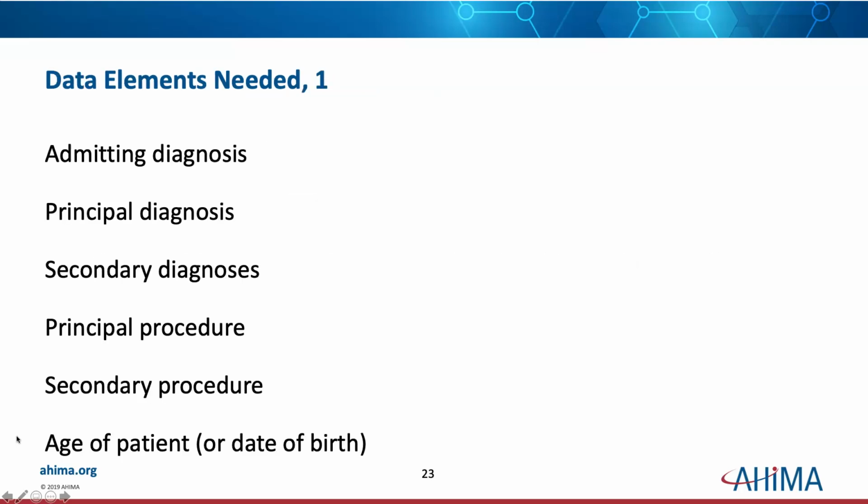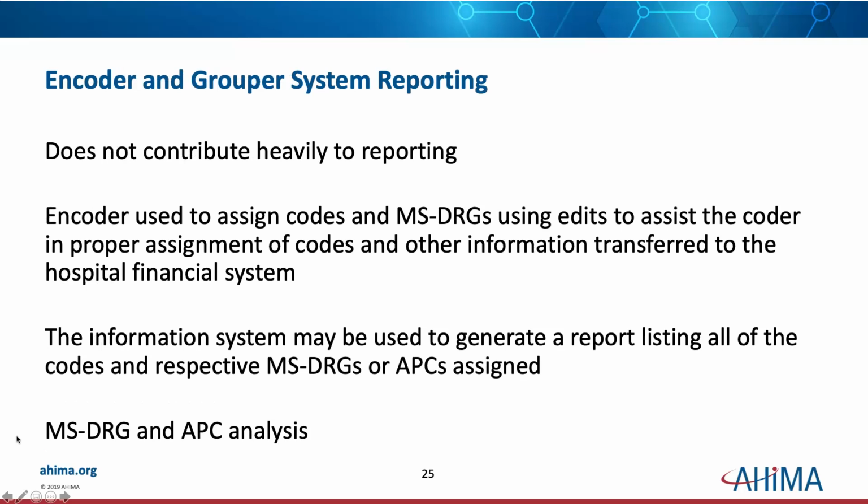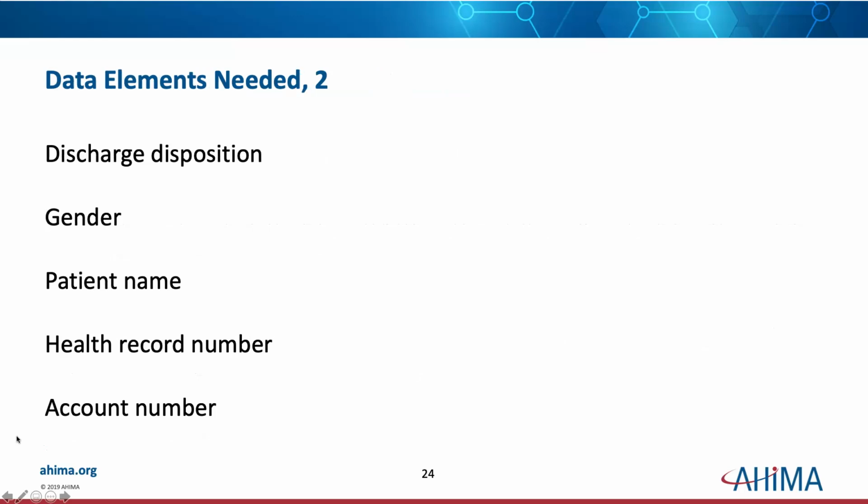Data elements that are needed for an encoder grouper system include diagnoses and all those different ones, procedures, age of patient, and their date of birth. I would say both, not one or the other. Discharge disposition. Oh yes, definitely. Think about those because that has a big impact. Gender, patient name, health record number, account number. And that's just the minimum that are needed. There's often other pieces of data that you want to include. A lot of times you need to include the surgeon, the physician, any consultants.